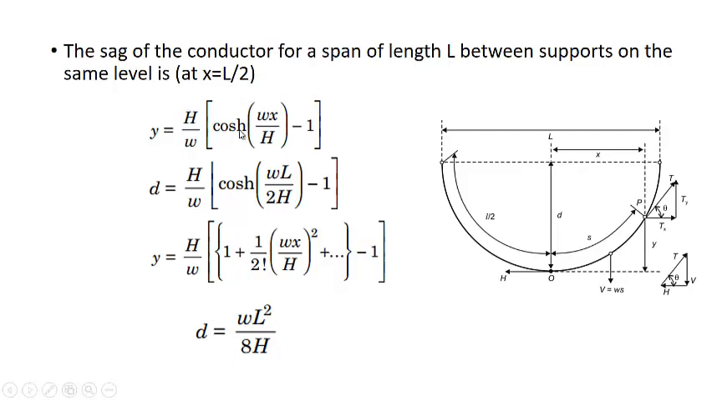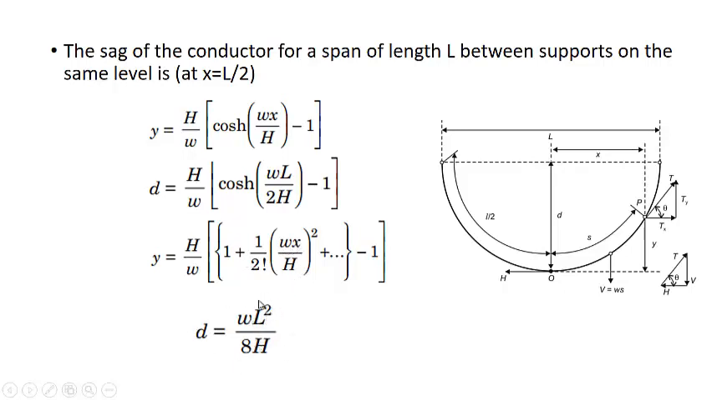This is the original equation without simplification. So when we put x equal to L by 2, in that case y is equal to D. So D is equal to h by w cos hyperbolic wL by 2h minus 1. When we simplify this equation, it is h by w, and there will be only even terms as was the case in the previous equation. It will be 1 by 2 factorial wx square by 2h minus 1. This 1 and 1 cancel out. And when we put x equal to L by 2, you will get wL square by 8.